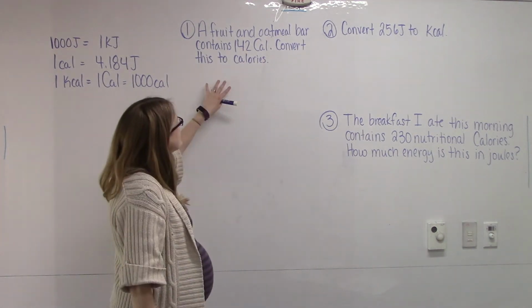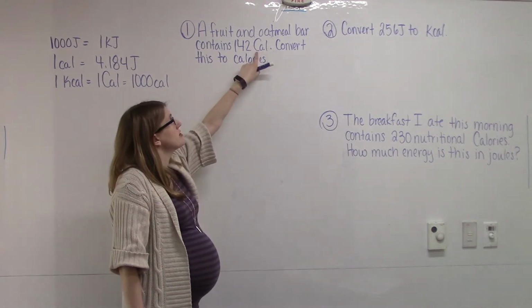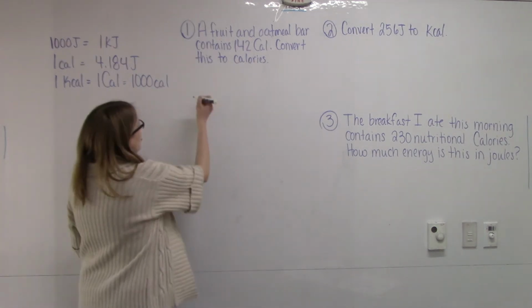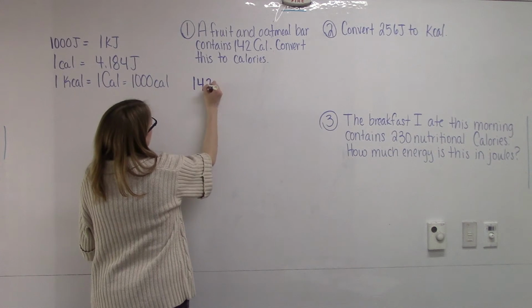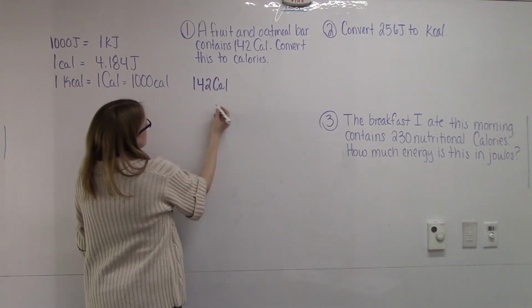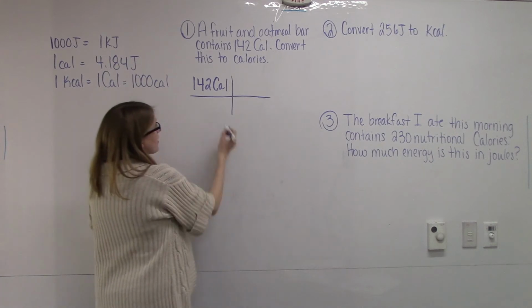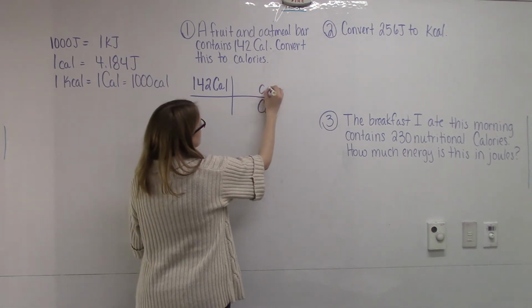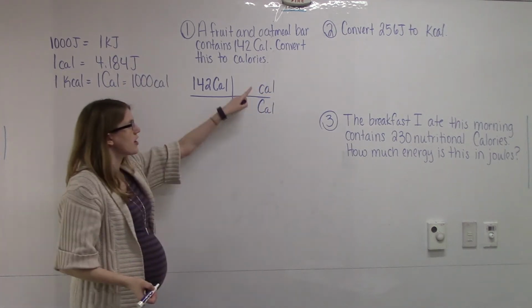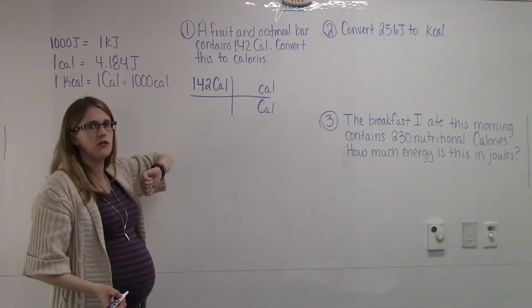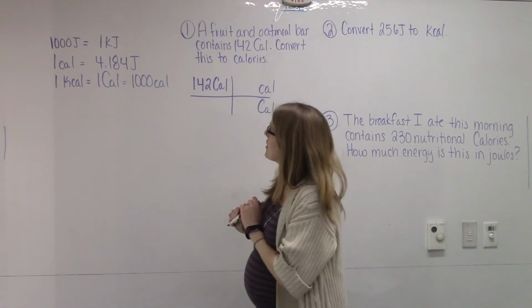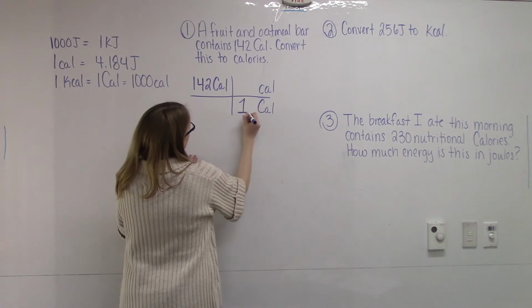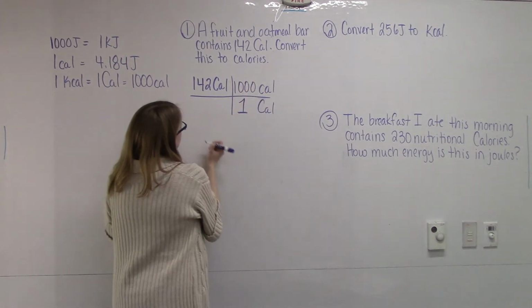A fruit and oatmeal bar contains 142 calories. Do you see that that's a capital letter? Convert this to lowercase calories. So always start with what we're given on the top corner. 142 capital calories. Whatever unit's on top goes on the bottom. Capital calories. And what we're trying to find goes on the top. Lowercase calories. I tried to make it a little obvious that this one's lowercase, this one's capital. Now we have to have our conversions memorized. There are 1,000 calories, lowercase, in 1 capital. So 1 of these equals 1,000 of these.